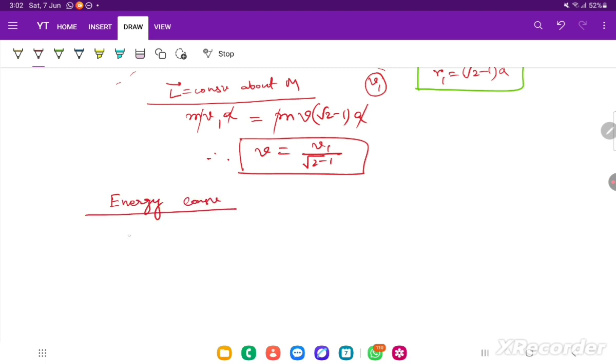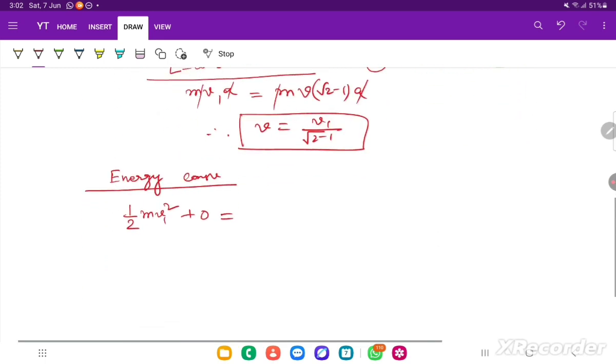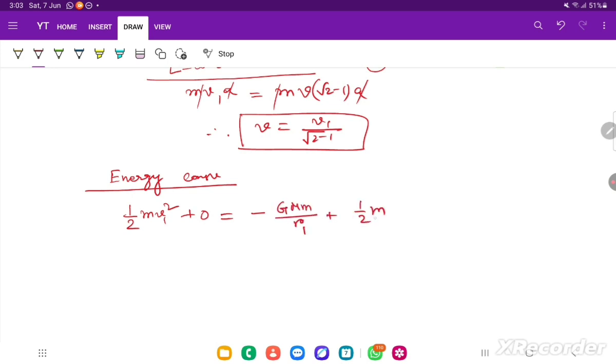Next we'll use the energy conservation principle between these 2 points only. When it was initially far away from the planet, there was only kinetic energy, that was half mv1 square, and no potential energy, so let me write it as 0. And at this point we'll get a potential energy of minus GMm upon r1 plus half m v square. And now I am using this relation to replace v in terms of v1. We'll write v1 square upon (√2 minus 1) square.